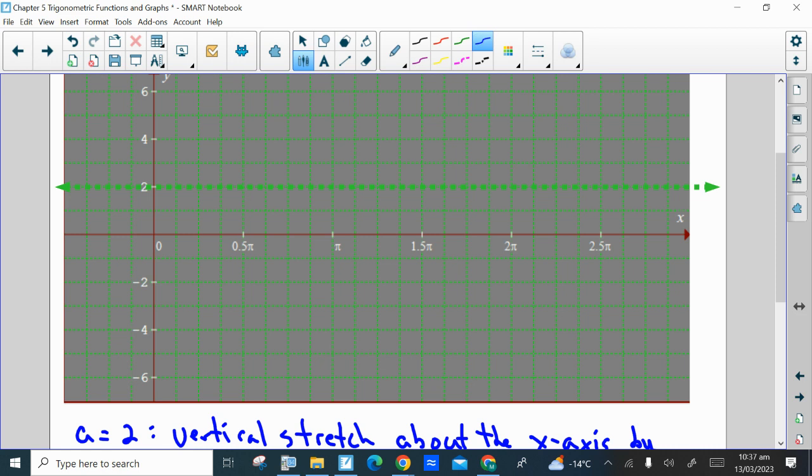So again, we're starting with a graph of a sine function that starts in the middle. Every half pi is a critical point. So the next critical point is a max, middle, minimum, back to the middle. So there's our first cycle of that graph. And now we're going to graph our transformed function.